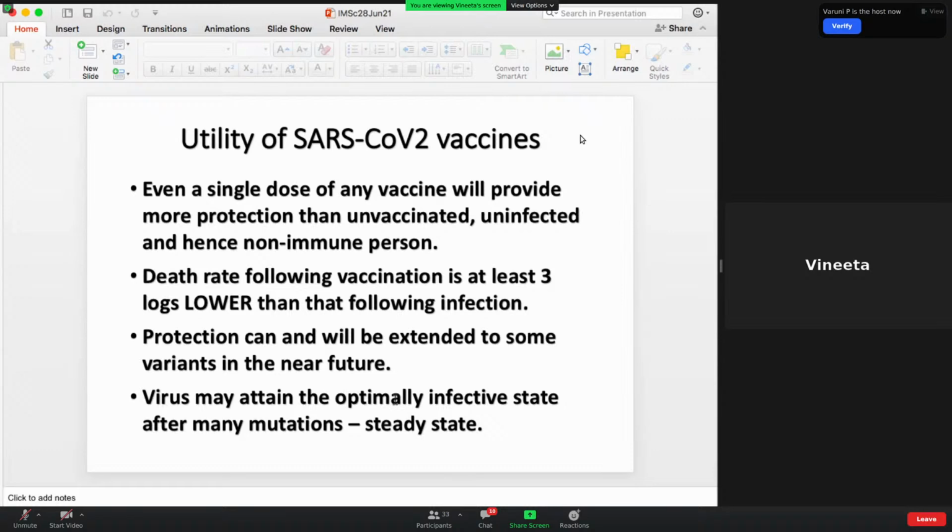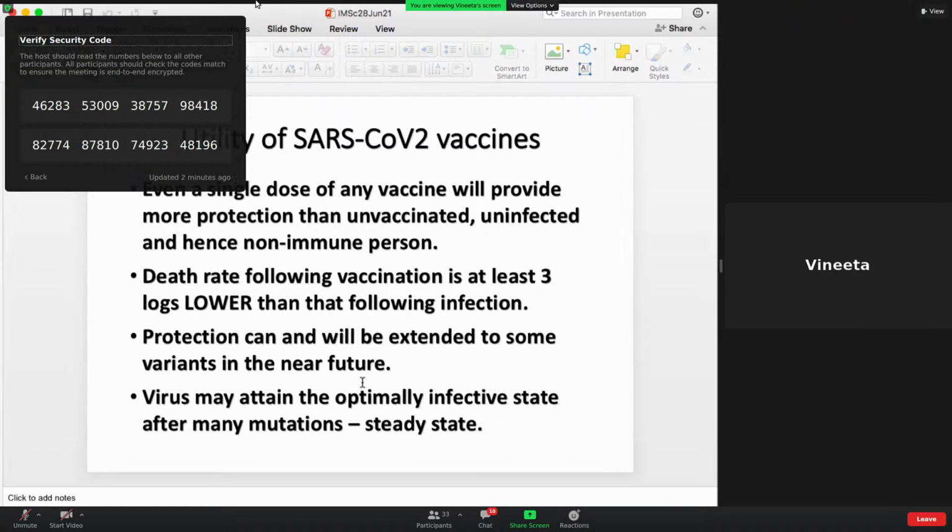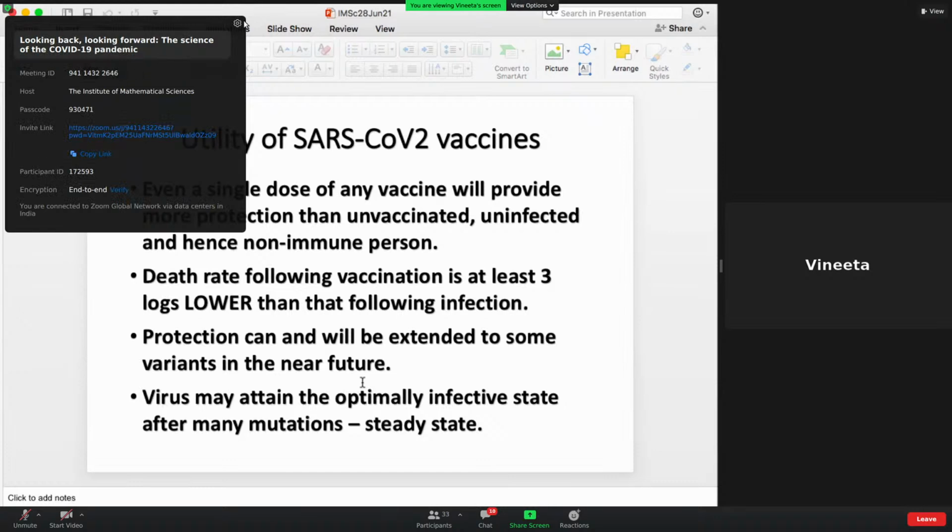And what is likely to happen, so that's the last point that I want to make, is that virus eventually, including SARS-CoV-2, may attain the optimally infective state after many mutations. And this might be the steady state, in the sense any further mutation will actually decrease its ability to infect, to spread, and remain, quote unquote, alive in the population. So this is something that we need to understand.